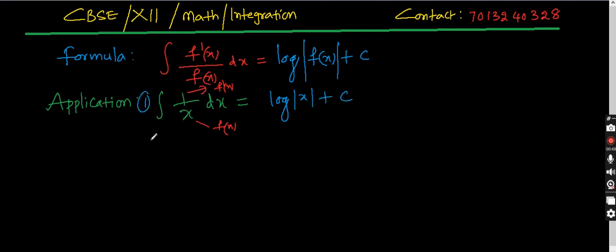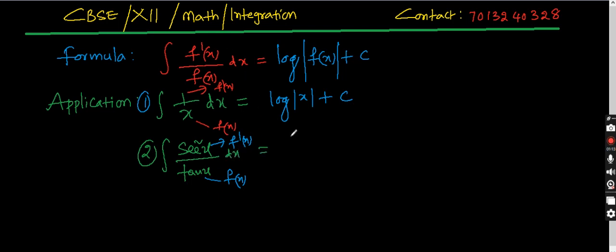And next, take the second example: the integral of secant square x by tan x dx. Here this is f of x and this is f dash of x. By using this formula, the integral is log of tan x plus c.